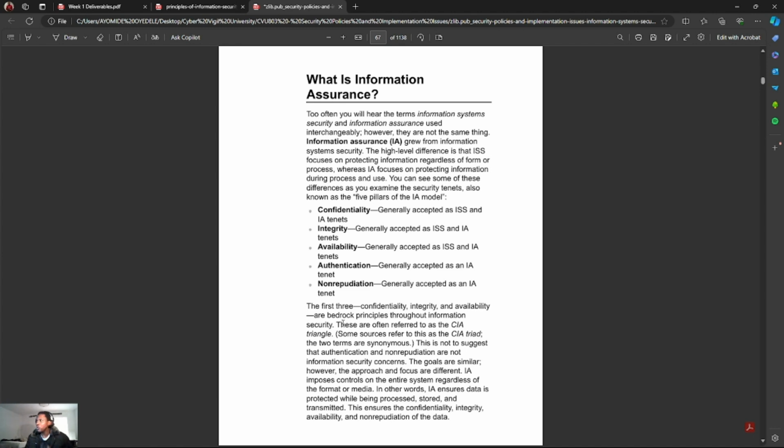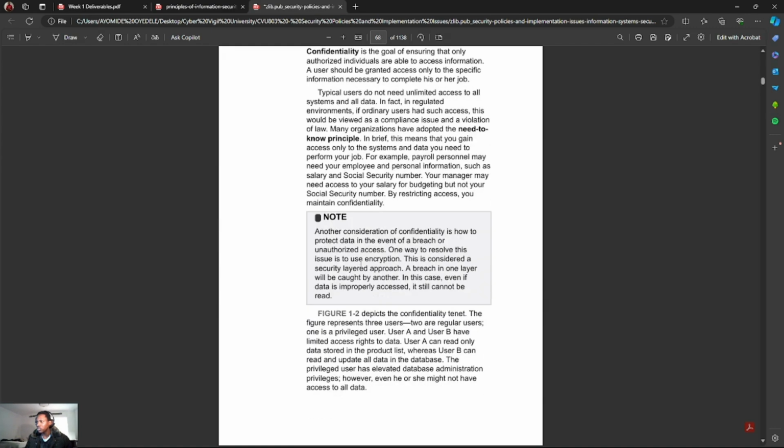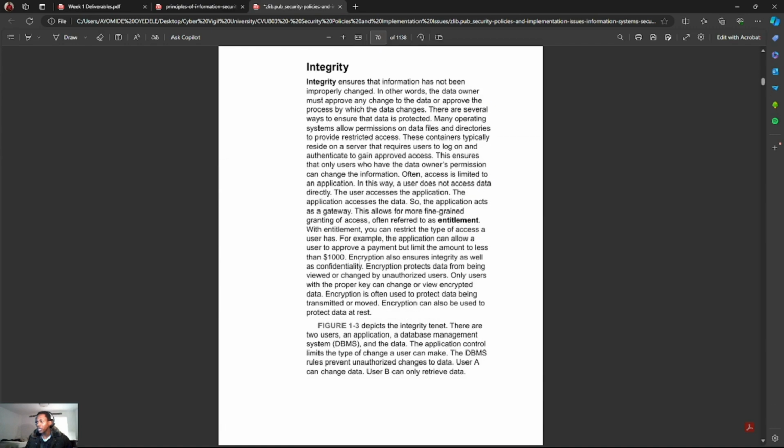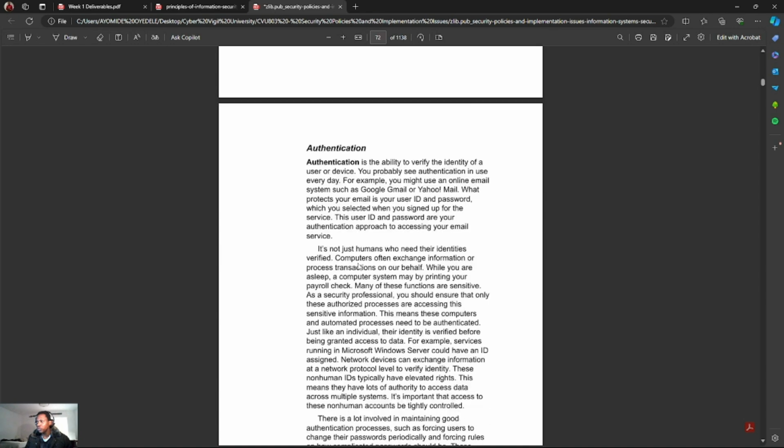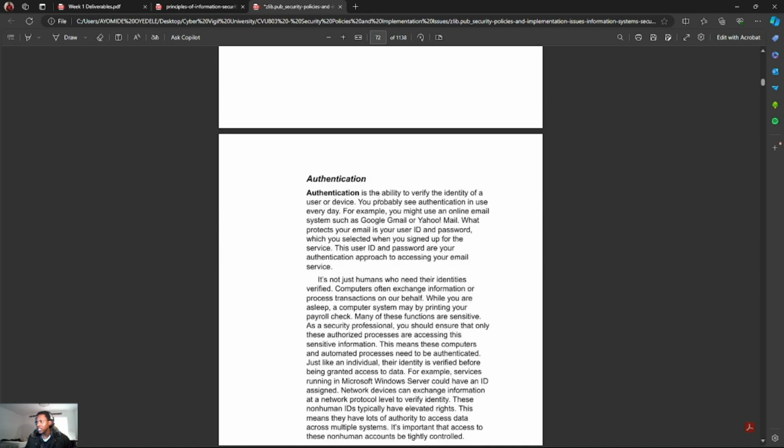Now, when we look at what information assurance is as well, you can see we are getting back to where we started from: confidentiality, integrity, availability. But right here we have two important concepts that were introduced, which are authentication and non-repudiation. When we talk about authentication, we are talking about how I claim to be who I say I am. It is simply the ability to verify the identity of a user or device.